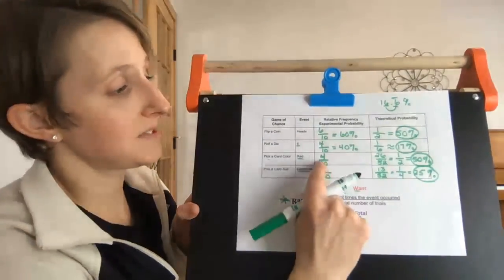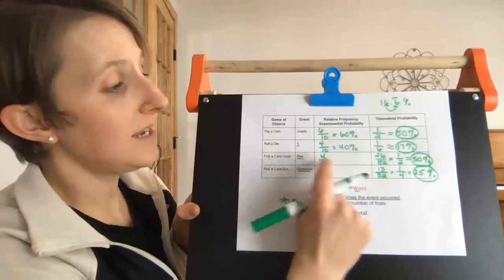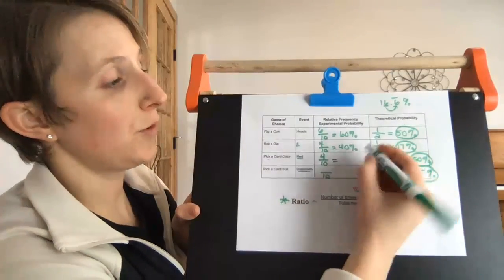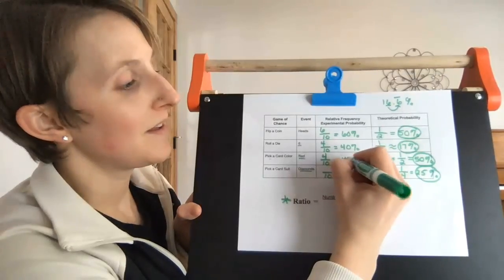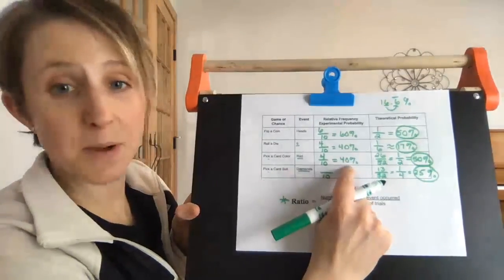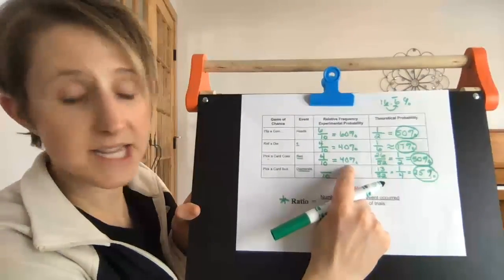4 of my trials came out with red. So if I change this to a percentage, 4 out of 10, what would that be? My experiment's probability is I'm picking red 40% of the time.